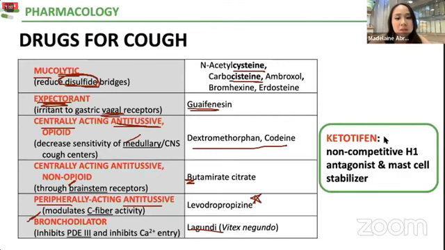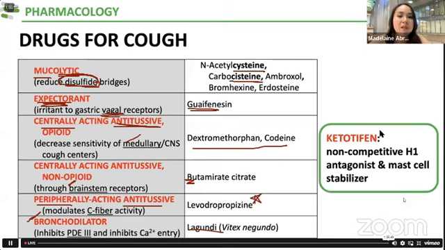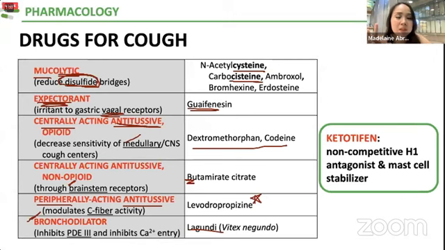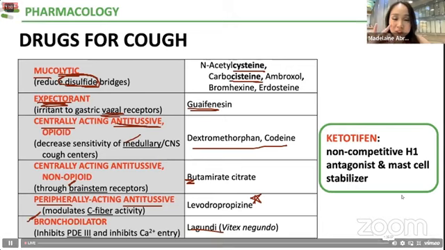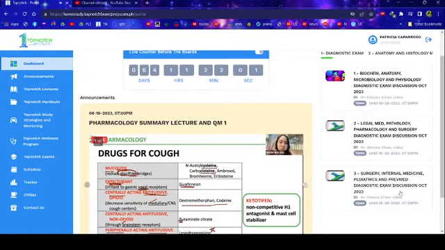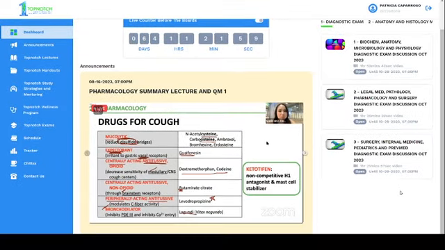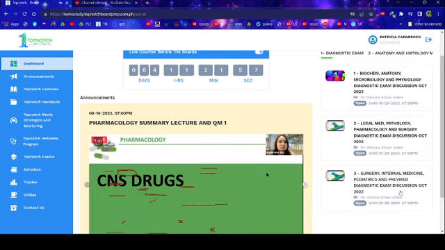So, ito, your ketotifen was as in one of the recent boards. So it acts as a non-competitive antihistamine and mast cell stabilizer. Okay, so remember that. So antihistamine na siya, mast cell stabilizer pa siya. Sino yung makilala ng mast cell stabilizer? Your cromolyn. So, nedocromil tsaka cromolyn. Okay, those are your mast cell stabilizers.